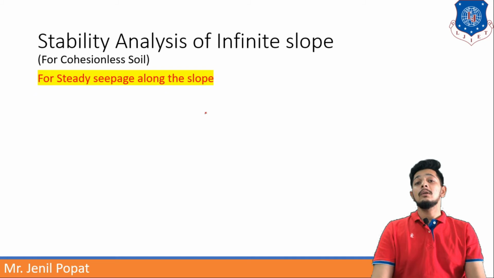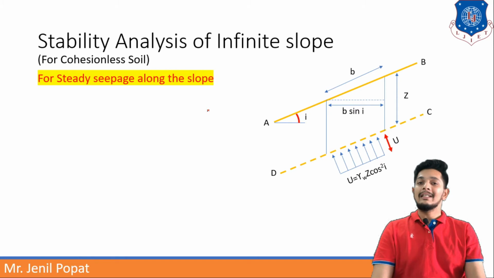Let us move to steady seepage along the slope. Now the figure is showing us a steady seepage along the slope. So along the slope there will be some seepage, some pressure is acting like this, and we are showing seepage pressure as U. Others, angle of inclination I and prism width B, are all the same, but the new thing is U, that is steady seepage, which is shown by gamma W into Z into cos square I here.